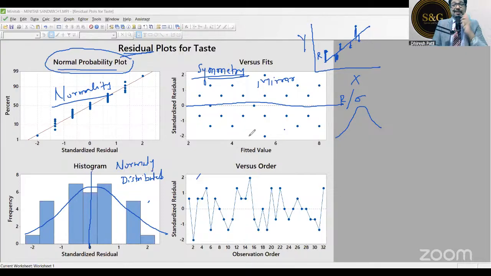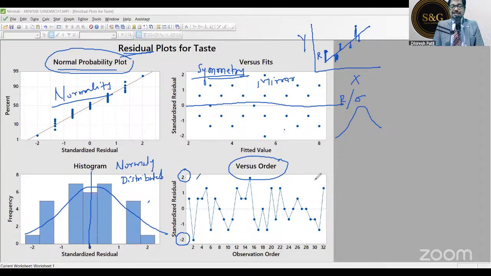What is this mirror image? Try to understand. This mirror image is the replication. Are you understanding? The runs are replicated by the software, and that's why the mirror image has been created. So we just have to check the mirror image. In this graph particularly, we have to see whether any dot is going beyond plus and minus 2 standardized residual.